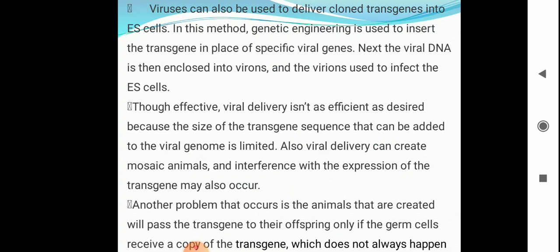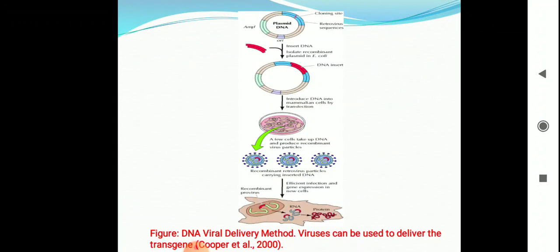Also, viral delivery can create mosaic animals, and interference with the expression of the transgene may also occur. Another problem is that the animals created will pass the transgene to offspring only if the germ cells receive a copy of the transgene, which does not always happen with these methods. So this is the DNA viral delivery, also known as the retroviral method.